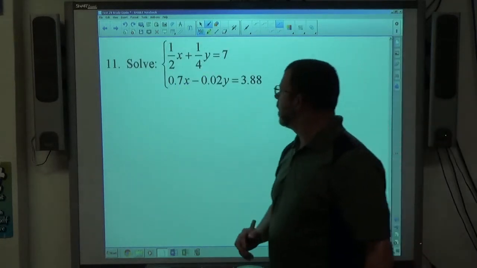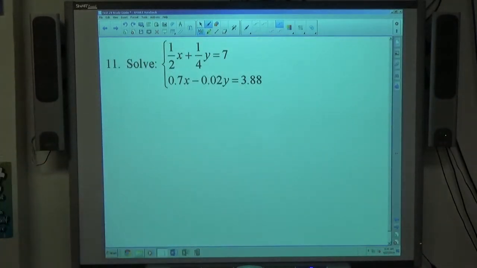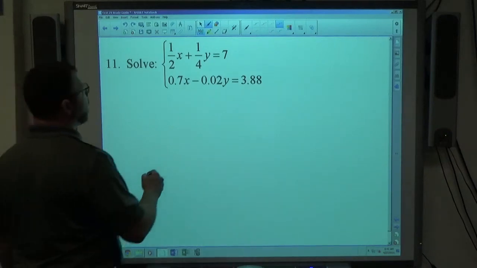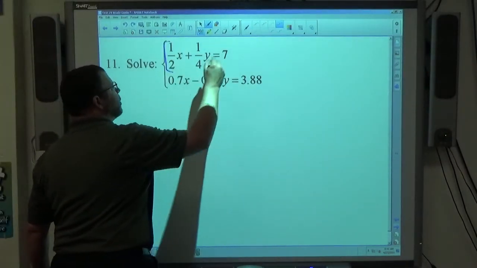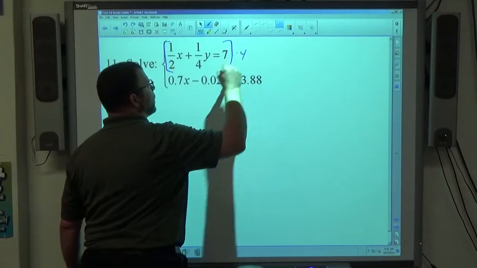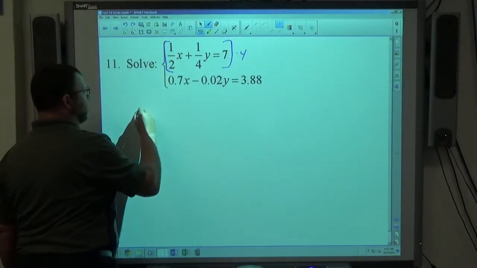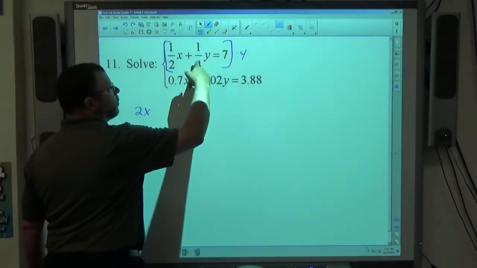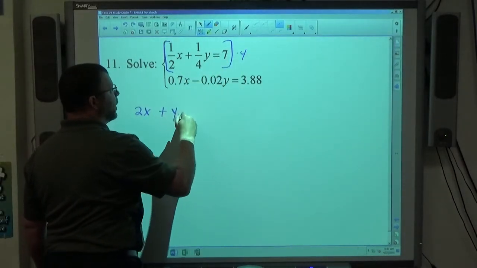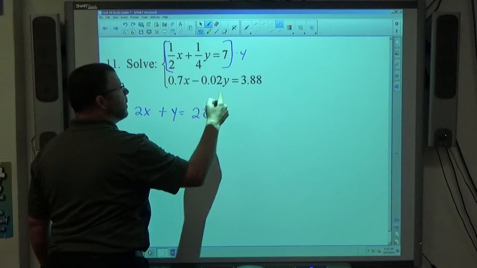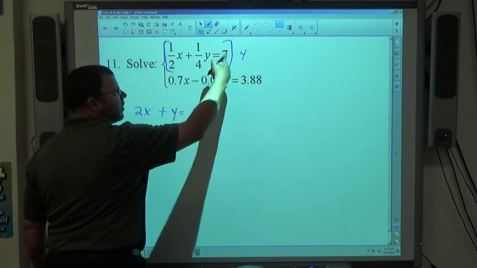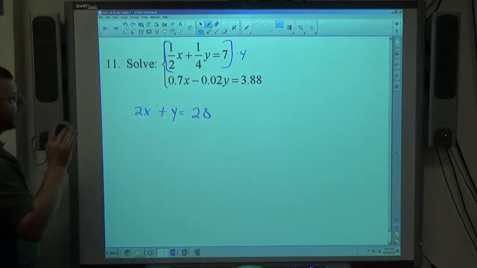Number 11. We got a fractional and decimal system of equations. Our first process here, I would get rid of the fractions and decimals. So multiplication by 4 on the top equation. 4 times 1/2 is 2 times x is 2x. 4 times 1/4 is 1 times y is 1y. And 4 times 7 is 28. Be careful that each object, even the fractions and the non-fractions, get multiplied by that 4.